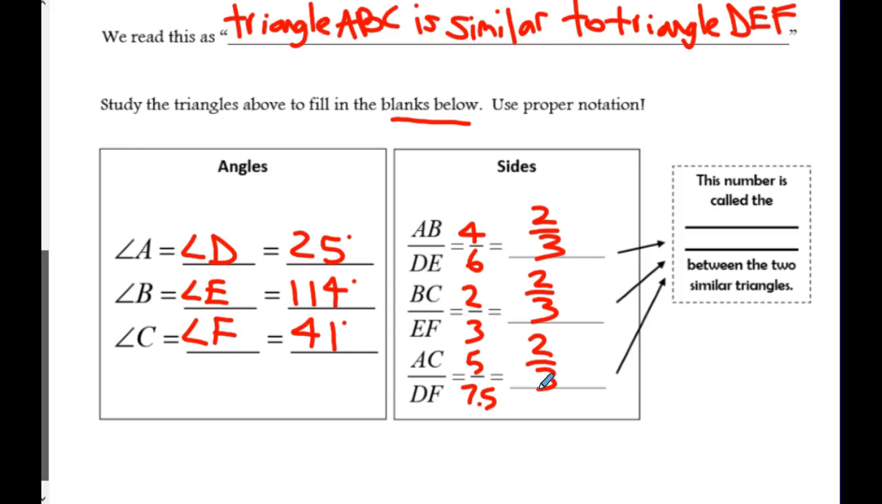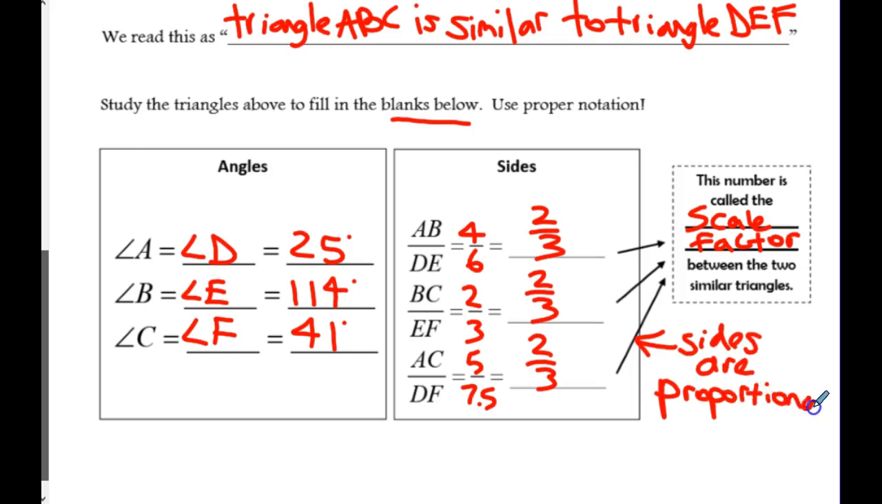So over here off to the right, this fraction, this ratio, is called the scale factor. Okay? So, since all these sides give you the same ratio, we say that the sides are the P word, proportional. Okay? And we're going to see how that works here on the next page. So make sure you filled that in and flip it over onto the next page.